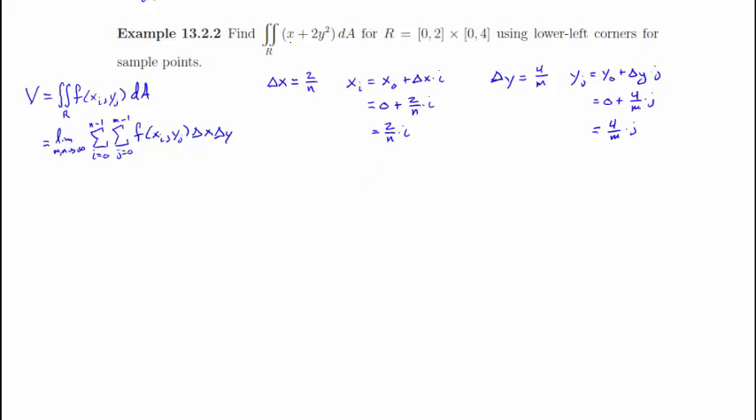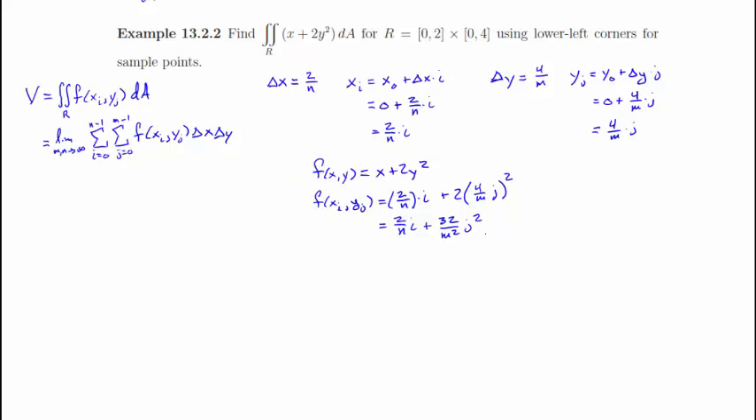Now my function is x plus 2y squared. So f of x comma y equals x plus 2y squared. So f of x sub i, y sub j is going to be 2 over n times i plus 2 times the quantity 4 over m j, squared. And I'll write this as 2 over n times i plus 4 squared is 16, times 2 is 32, over m squared times j squared.